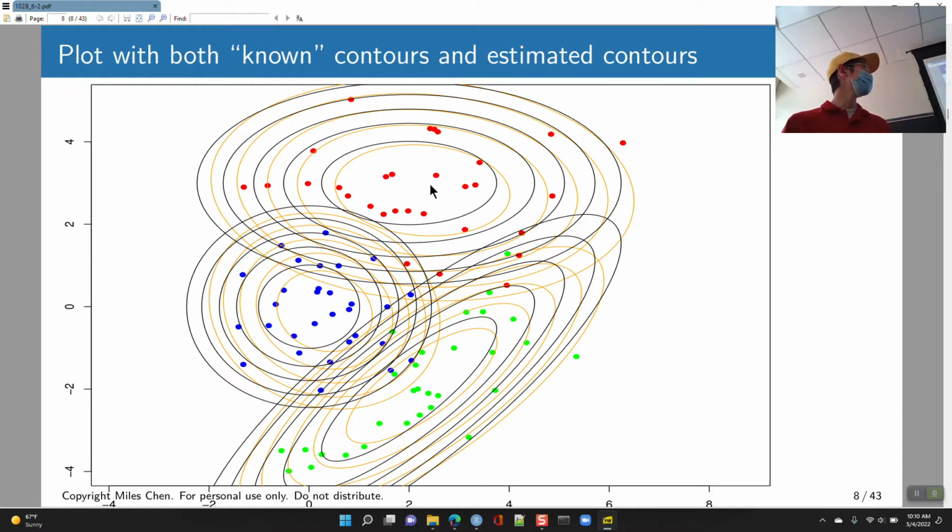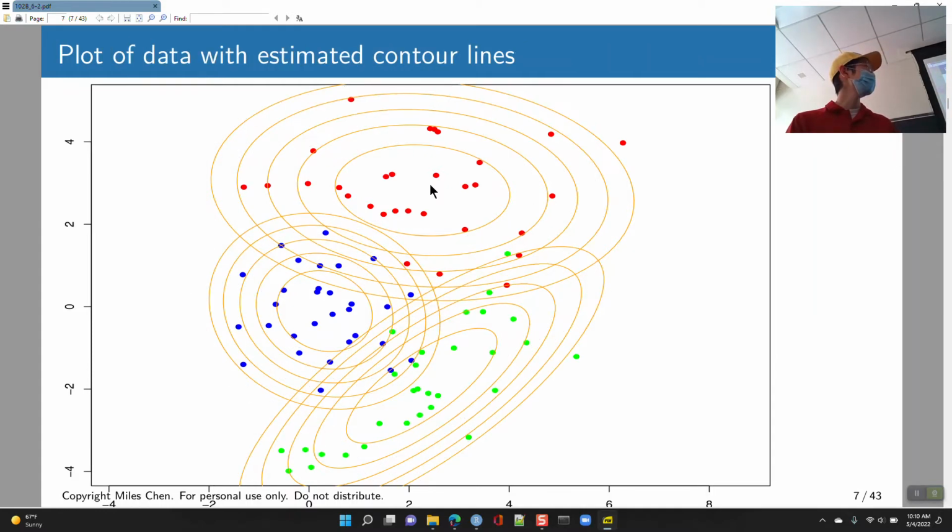And again, if you compare that to the known contours that we used to generate it, we see that they're similar but not exactly the same. All right.